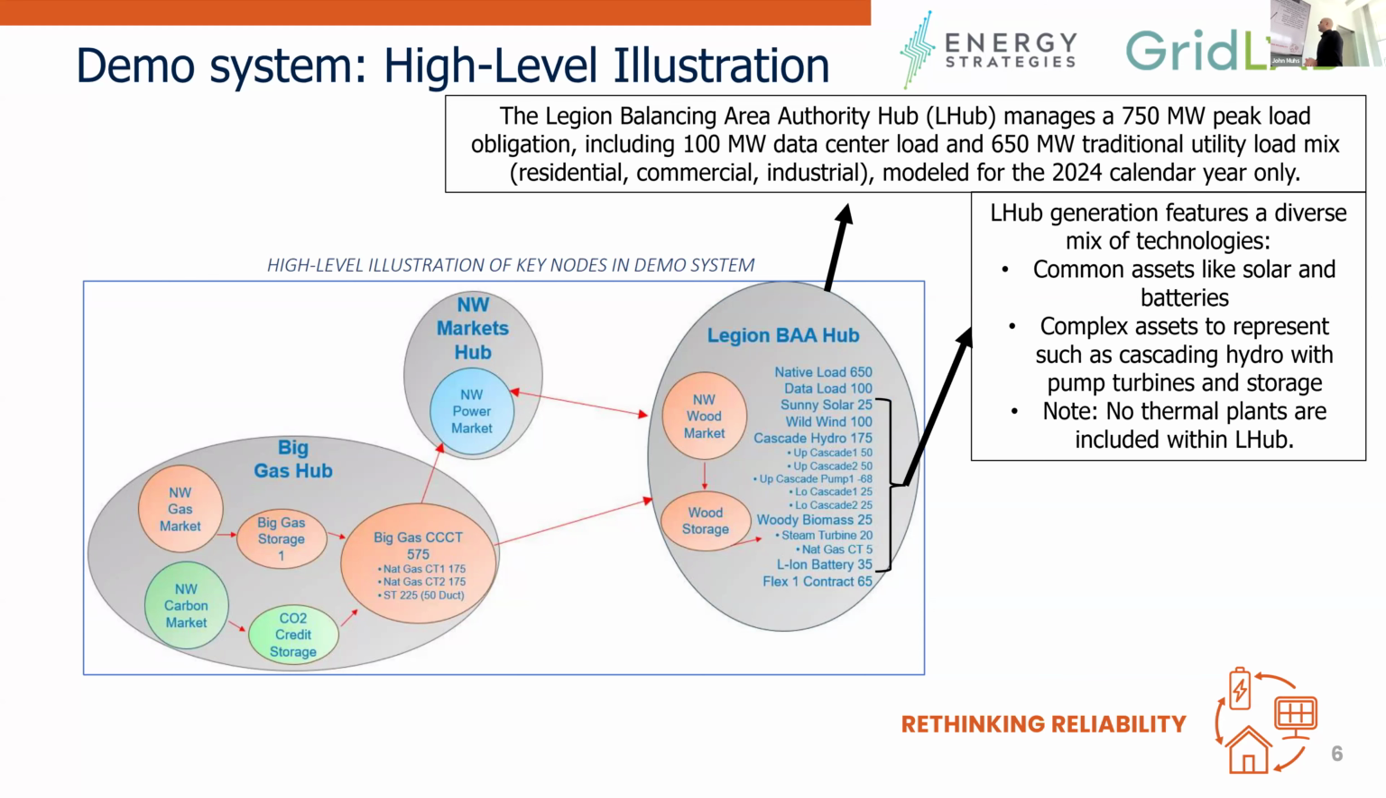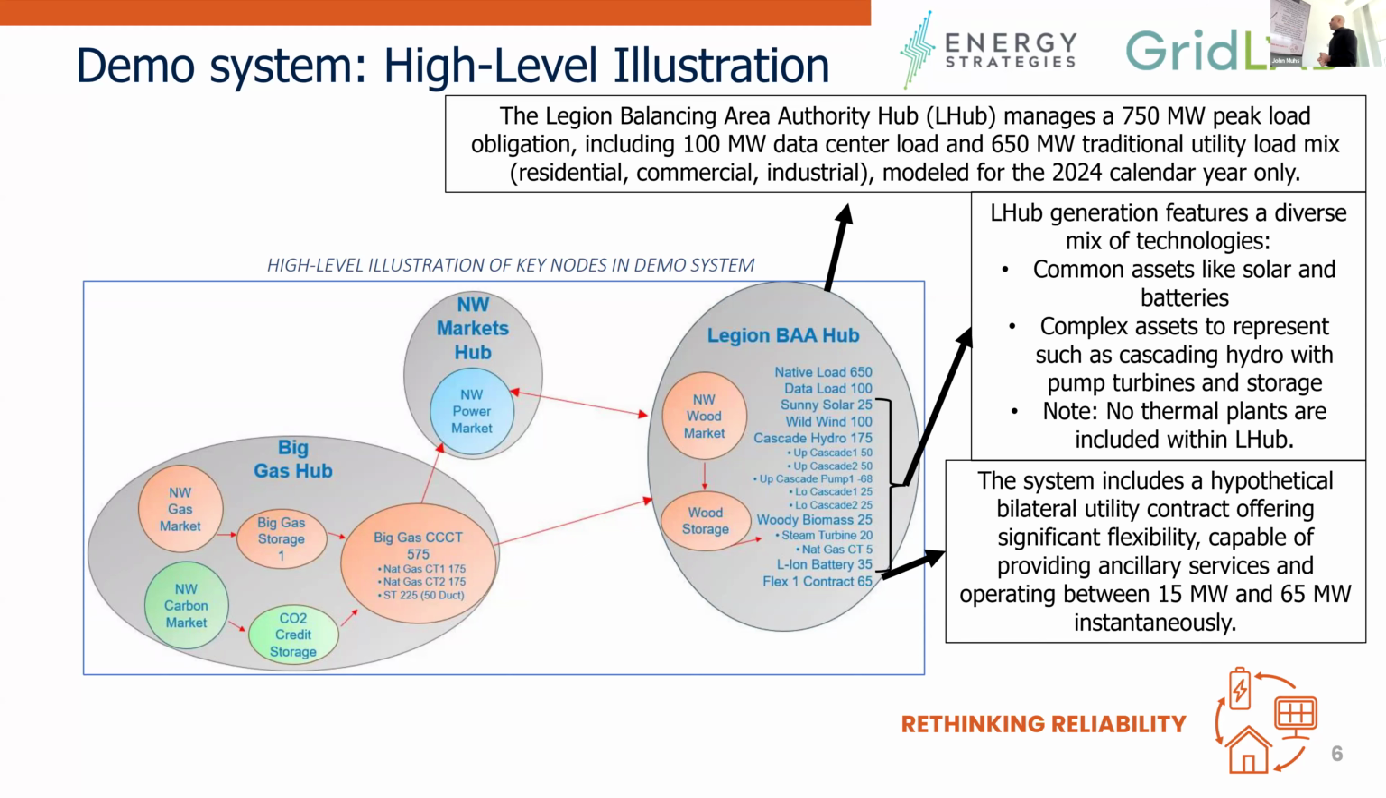Then we have a set of generators here, including solar, wind, hydro, biomass, and batteries. So the Legion Hub has a diverse mix of technologies for generation. You can see we have common assets, such as solar and batteries, and also complex assets that are complex to represent, such as cascading hydro and thermal units. The thermal units are not shown here. The thermal units for the demo system are in another hub, called Big Gas Hub, and I will talk about it shortly.